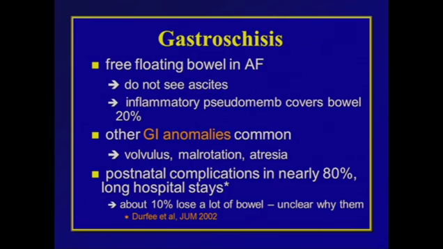And because this bowel has protruded out of the abdomen, it's at high risk for malrotations and volvulus and other GI anomalies. In these fetuses, despite the fact that the only thing they have wrong is GI tract anomalies, they tend to have postnatal complications in a very high percentage of these fetuses. They spend a lot of time in the hospital, and a small number of these fetuses lose a lot of small bowel.